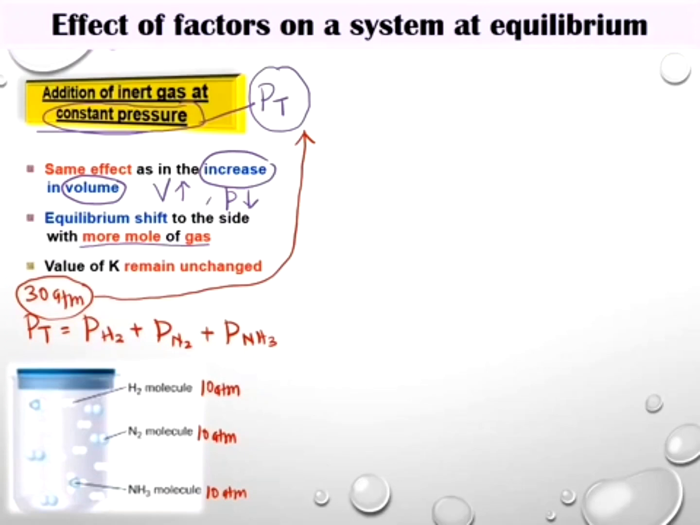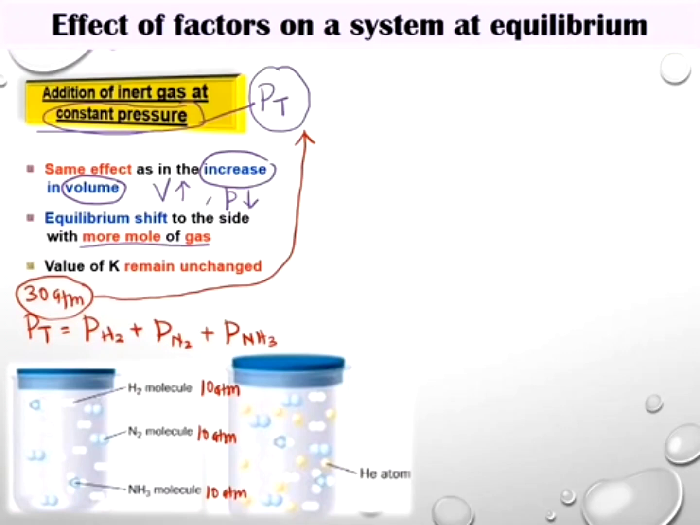Itu yang dimaksudkan addition of inert gas at constant pressure. So the constant pressure refer to the total pressure. Okay, so 30 atm tu tak boleh berubah. So when you add inert gas in this container, di mana we have here, kita ada helium. So helium ni katakanlah 10 atm juga pressure dia. Okay, so kita akan tambah dekat sini. Okay, total pressure now bukan lagi 3 pressure, kita dah ada 4 pressure. Kita dah ada pressure yang keempat, iaitu partial pressure helium. Okay, kita dah tambah kat situ.